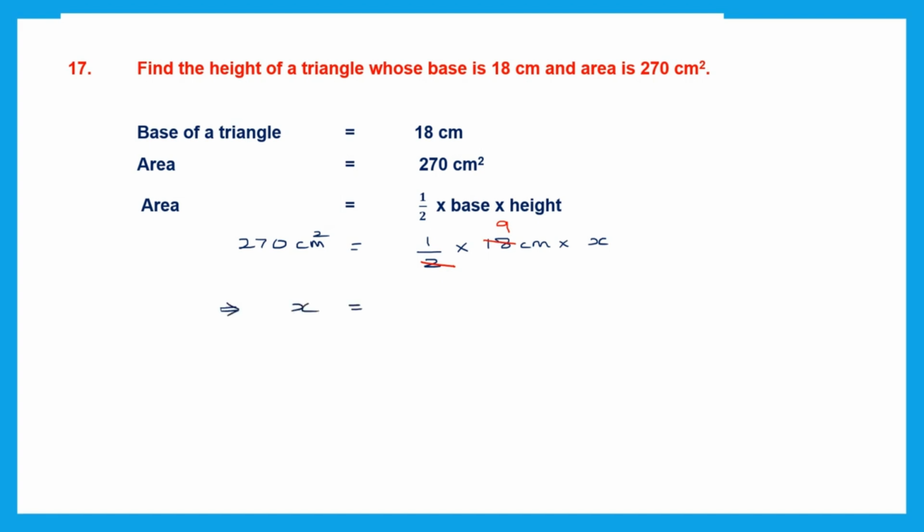X is equal to, I have 270 centimeters square. This time I'm going to divide it by 9 because I have this 9 here, which is multiplication. So when I take it to the other side, it will become division. So it's come down here. Now divide 270 by 9. So here I can cancel: 9 threes are 27 and the 0, so that's 30. So x is equal to 30. So what have we found? We have found the height and that is 30 centimeters. So this is our final answer.